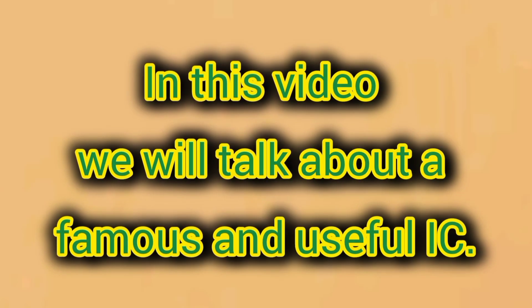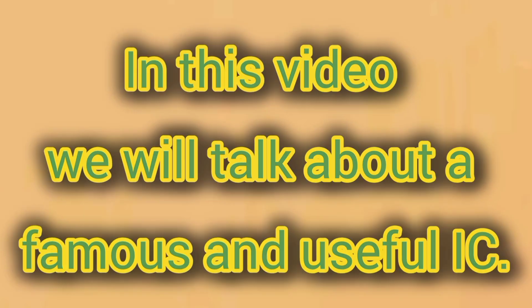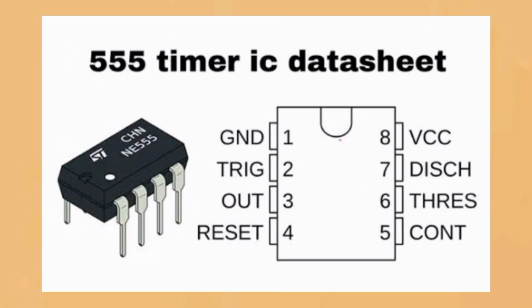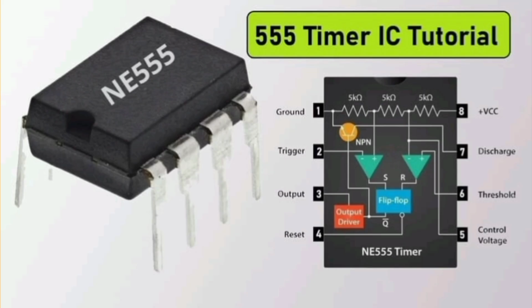In this video, we will talk about a famous and useful IC, which is a 555. This IC has been used in various electronic circuits for many years. It is used in timer, pulse generation, LED flasher, alarm, oscillator, and many other electronic circuits. You can see its internal diagram in this image.